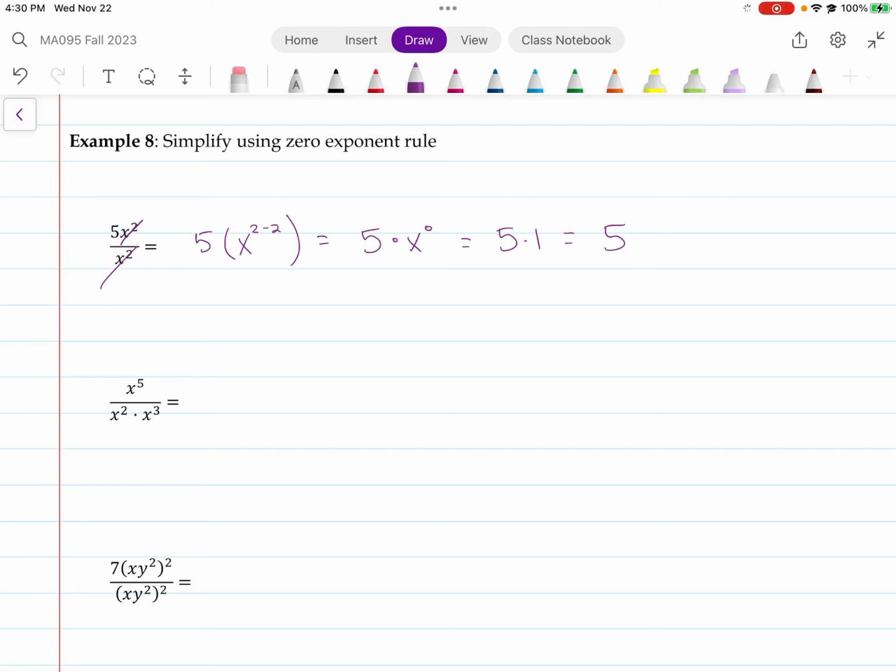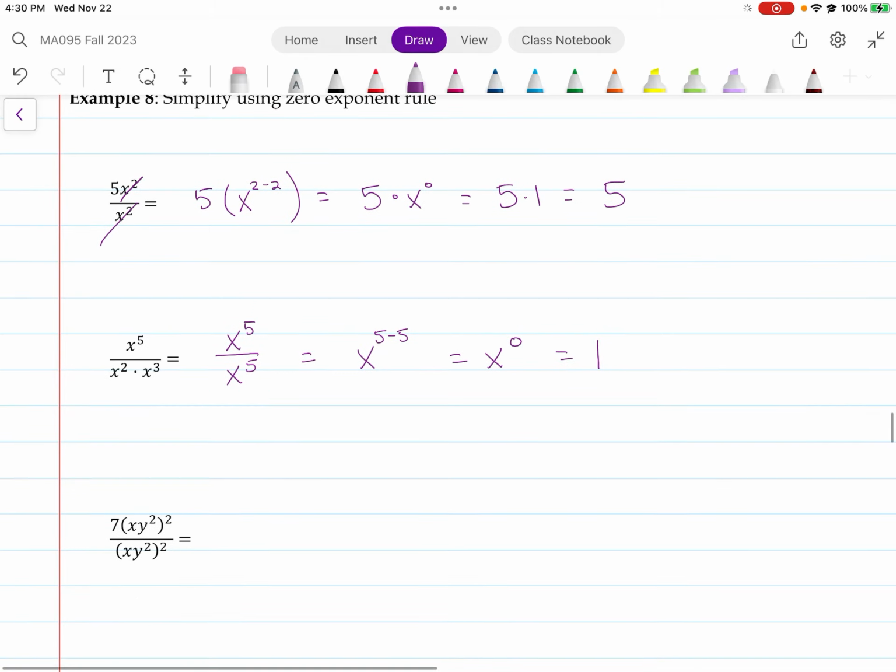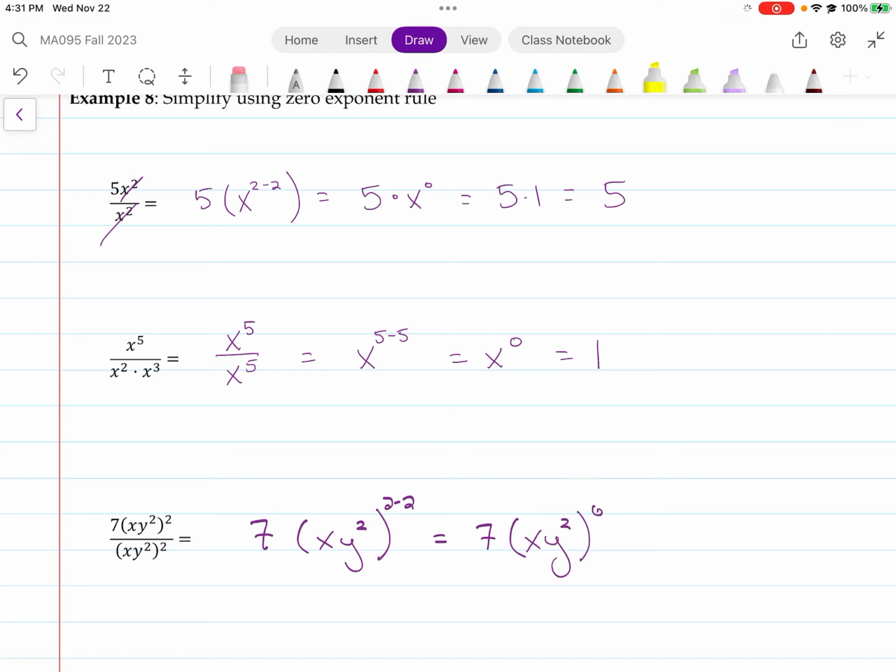We've got x to the 5th over x to the 2 times x to the 3, which means x to the 5th over x to the 5th. So we've got x to the 5 minus 5, which is x to the 0, which is 1. Again, I'm taking these a long way around because I want you to see the why behind all of this. We've got 7 times xy squared to the power of 2 minus 2, which means 7 times xy squared to the 0, and everything right here equals 1. So we get 7 times 1, which is 7.